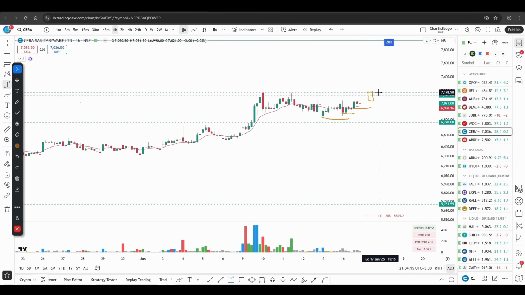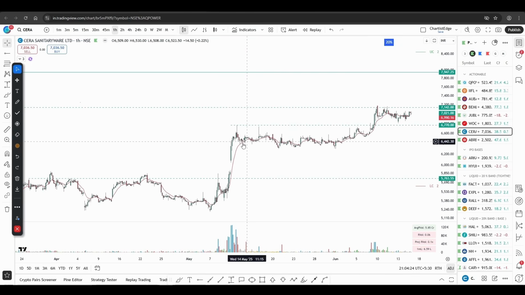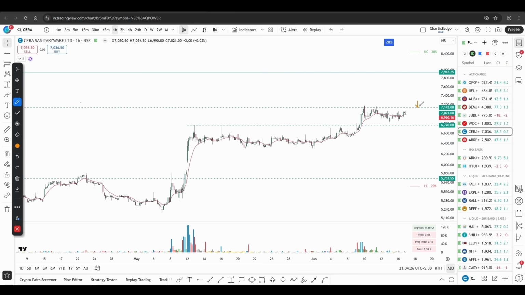Let's say we try to enter here, this will be a SL which is of 3%, so this is automatically a low risk entry, and if we get that low risk entry, we will enter here, place our SL here and let it do its thing.